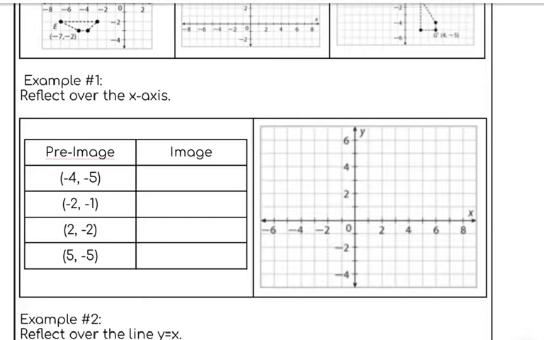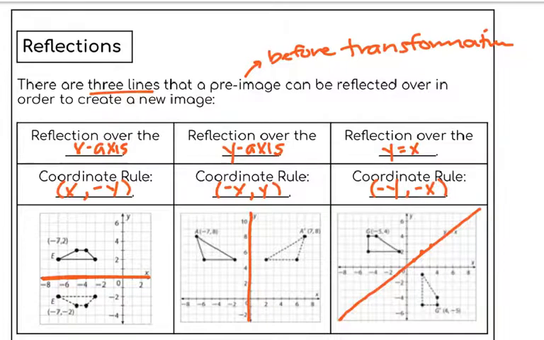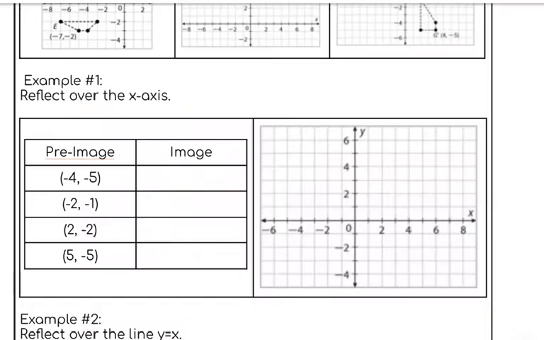So let's try some examples. So if we're reflecting over the x-axis, okay, and this is our pre-image points. Let's go back to our rule. So reflecting over the x-axis, our coordinate rule is x, negative y. Okay, so my x doesn't change and my y becomes negative. So if -4, 5 is my pre-image, my image point is going to be x, nothing changes there. But my y is going to become negative. Well, negative times 5 is going to be -5.